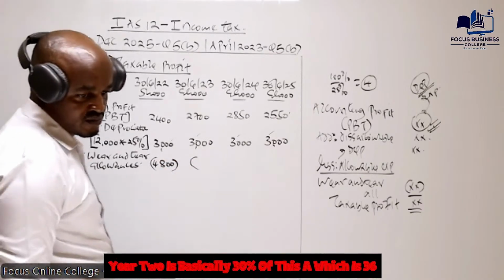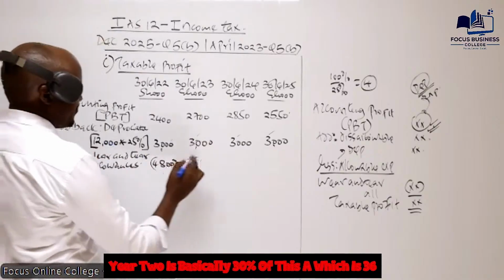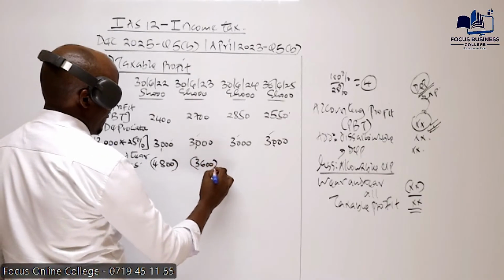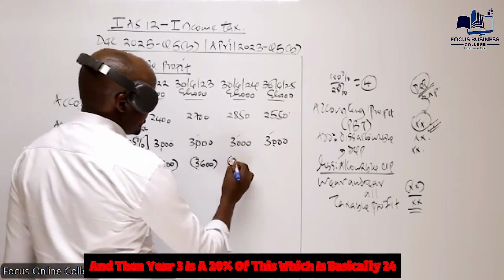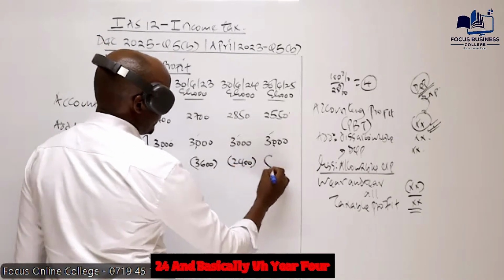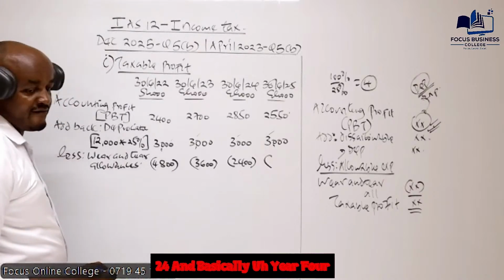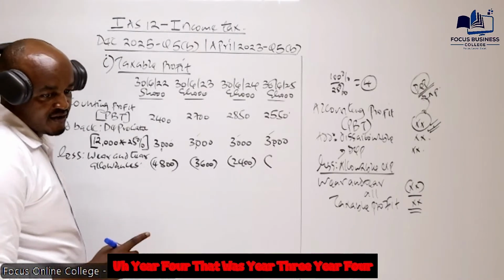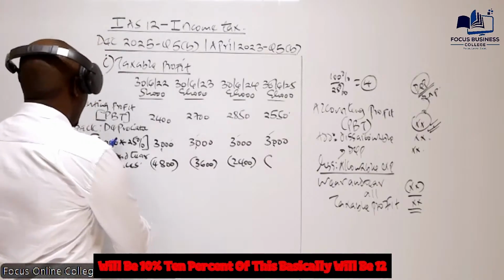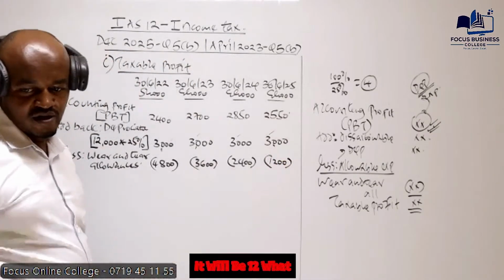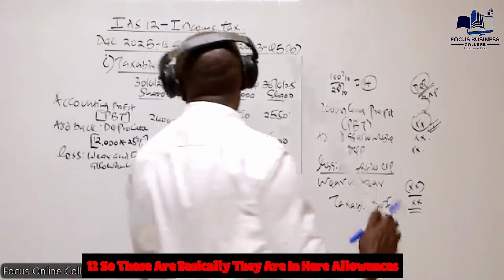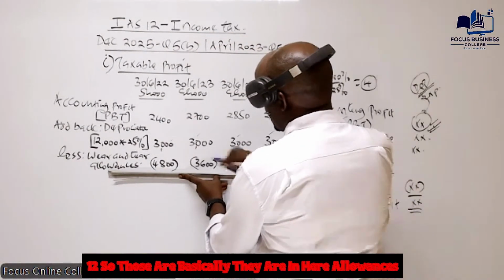Year 2 is basically 30% of this, which is 36. And then year 3 is 20% of this, which is basically 24. And basically year 4, that was year 3, year 4 will be 10%. 10% of this basically will be 1,200. So those are basically the wear and tear allowances.